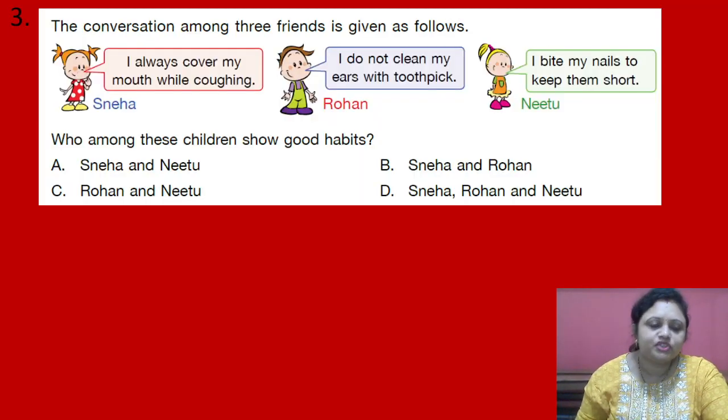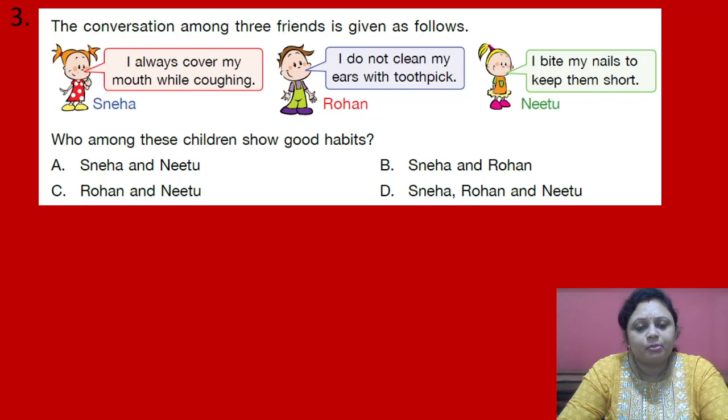Coming to the next question, the conversation among three friends is given as follows. Sneha: I always cover my mouth while coughing. Rohan: I do not clean my ears with a toothpick. Neetu: I bite my nails to keep them short. Who among the children show good habits? Options are A. Sneha and Neetu. B. Sneha and Rohan. C. Rohan and Neetu. D. Sneha, Rohan and Neetu.